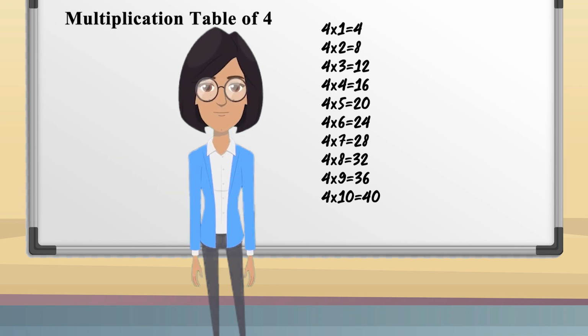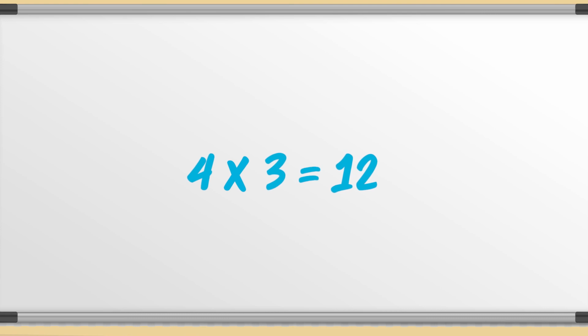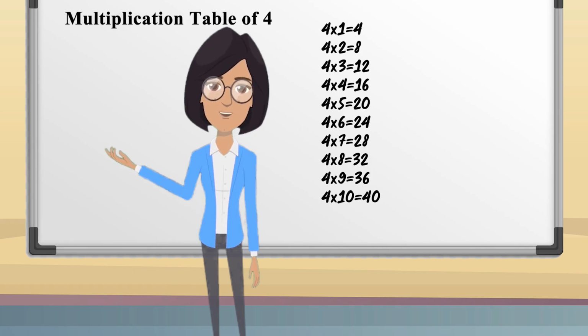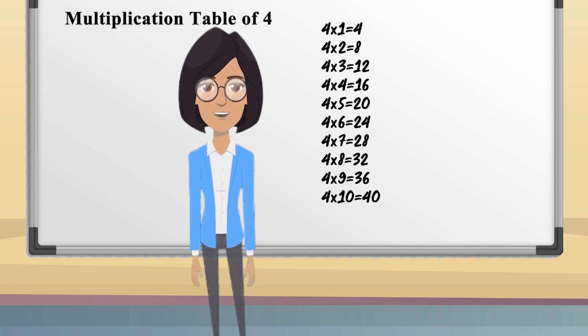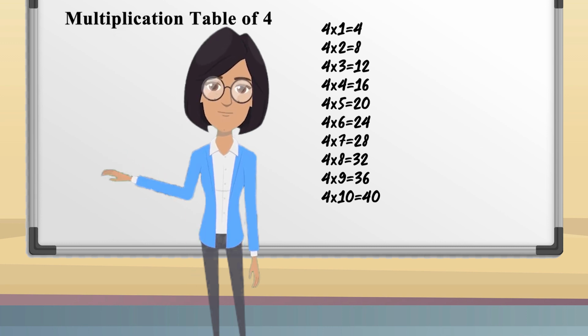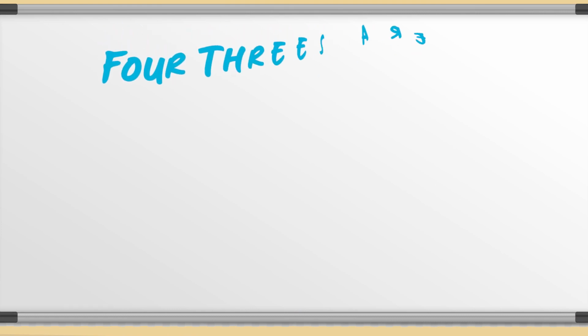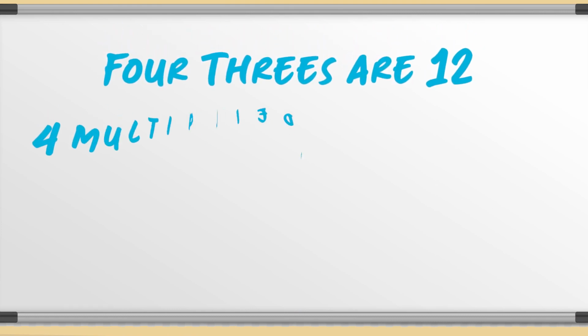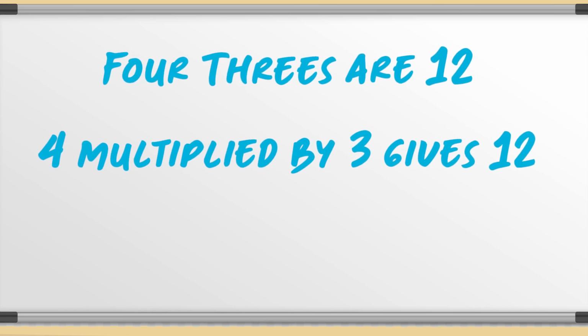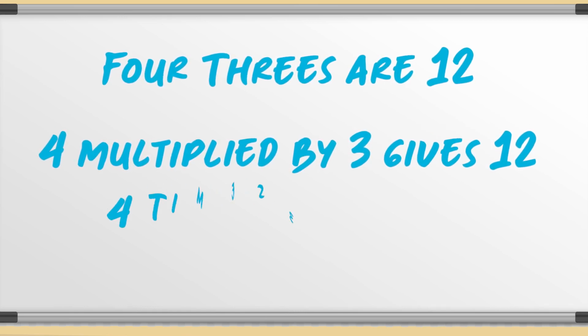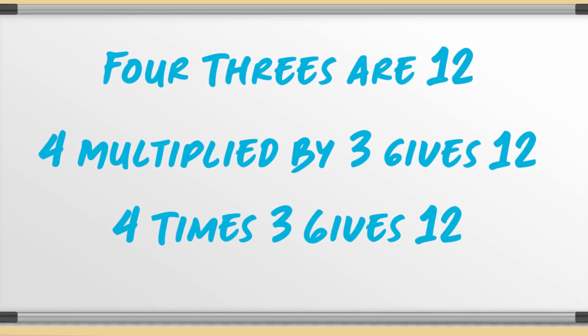In multiplication, we use the cross sign to represent multiplication. Like here, we have written a multiplication fact using the multiplication sign. Now let us learn how to read this fact as a statement. We can read it in 3 different ways. Can we all read it together? 4 3s are 12. 4 multiplied by 3 gives 12. 4 times 3 gives 12.